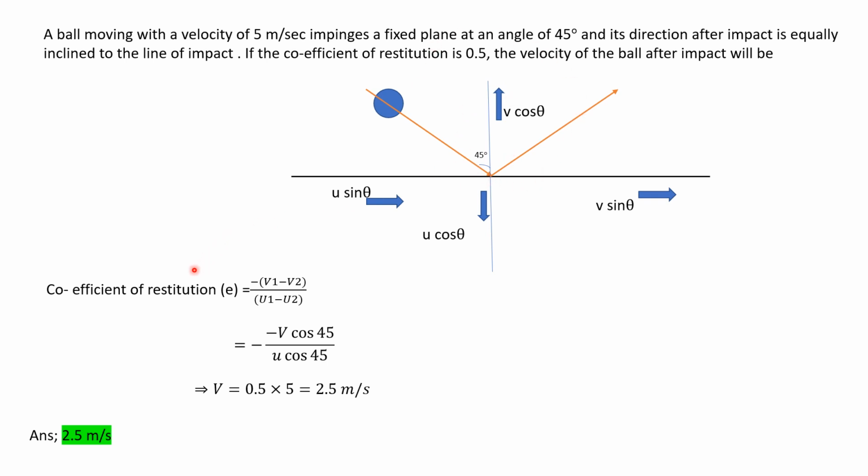So in the question it has been given that the coefficient of restitution e is equal to 0.5. We know that e is equal to minus (v1 minus v2) by (u1 minus u2). So by putting this value we can find out that v will be 2.5 meter per second.